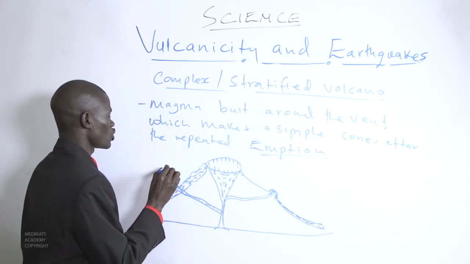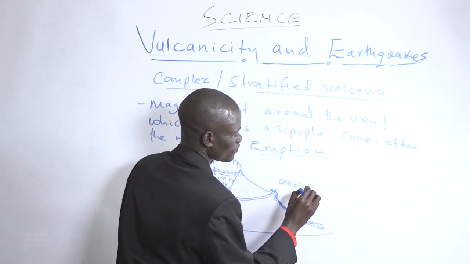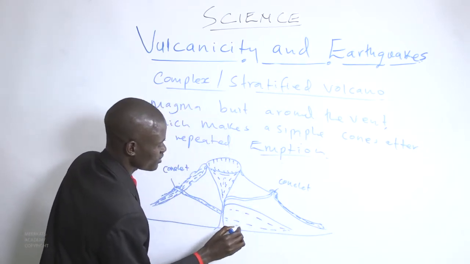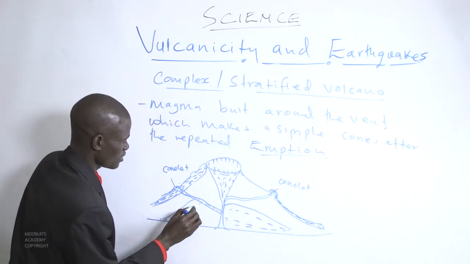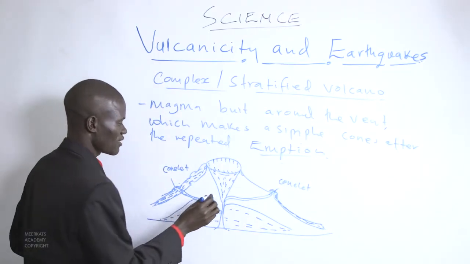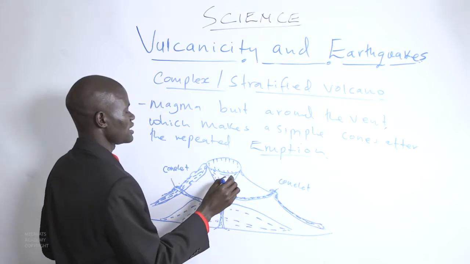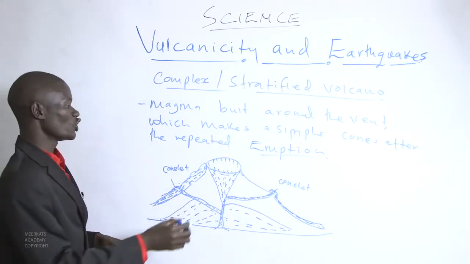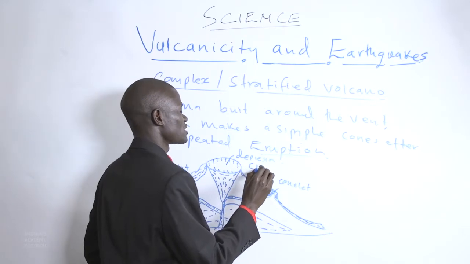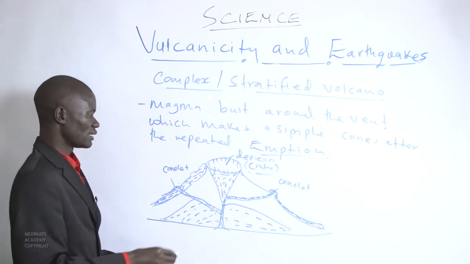This is a conelet that has been formed as a result of that, therefore leading to the formation of a stratified feature. When you look at it on Earth's surface, you will be able to find it in various regions when it is exposed to erosion. On top of it, there is a depression, and that depression we call the crater. Therefore, that is how it may look.